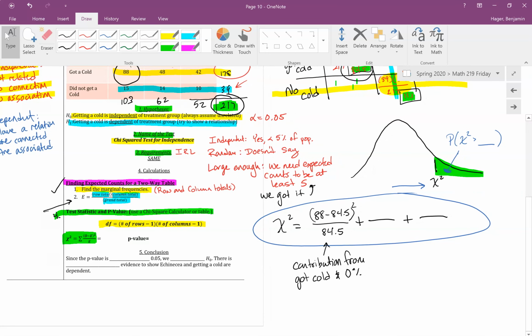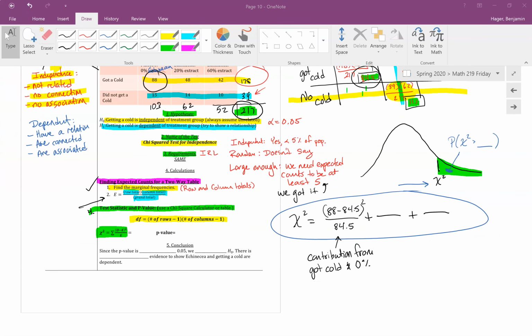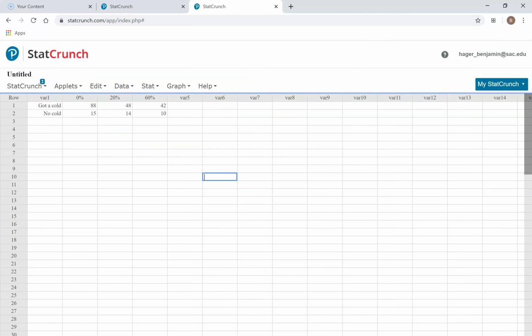So let me go ahead and pull up StatCrunch, because right now we're at the point where I need to find my test statistic and p-value and make my conclusion. So I want to do all that with StatCrunch. I'm going to pause the video real quick and get that all loaded up for you. Okay, I'm back. Let me flip over to StatCrunch and show you how to run this test, the chi-squared test for independence.